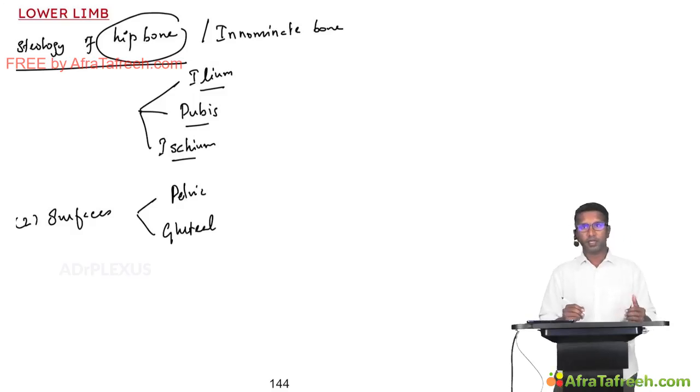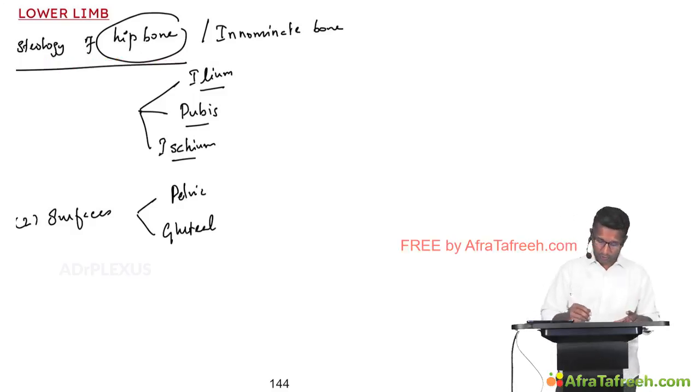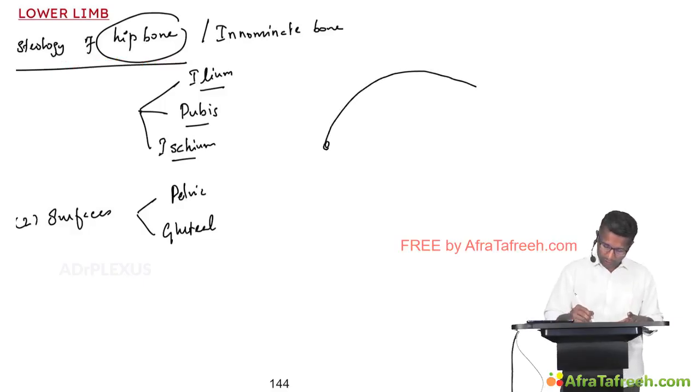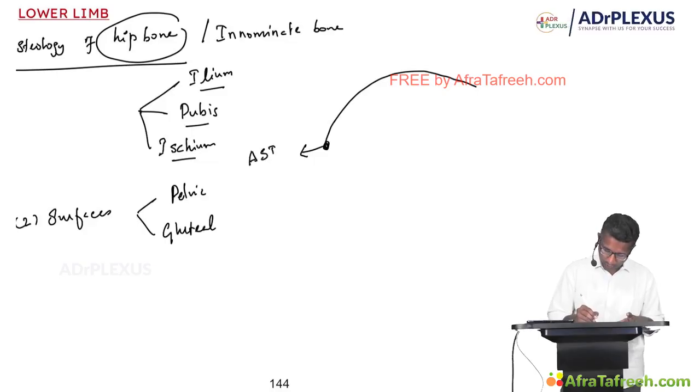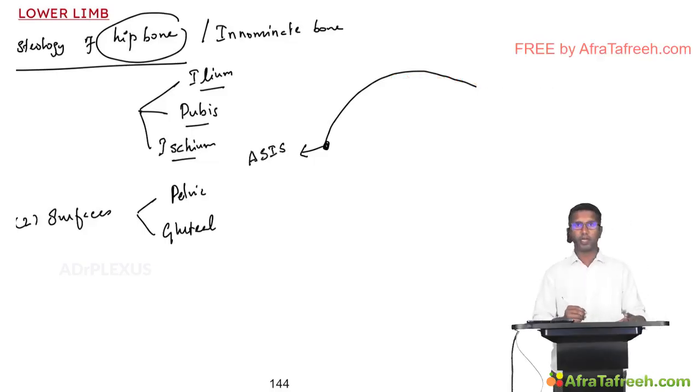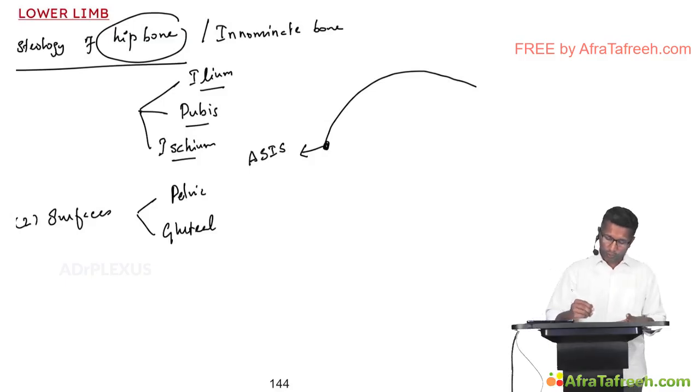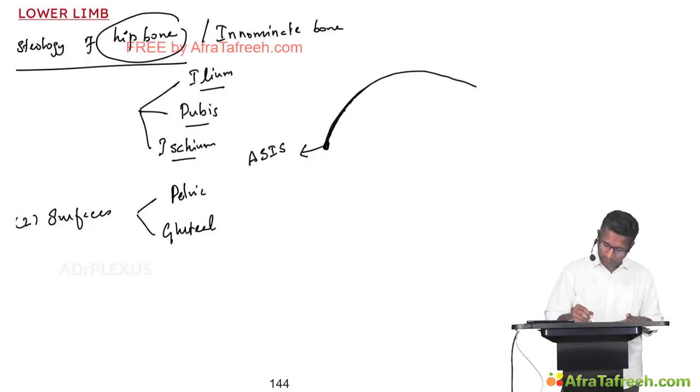If you see the pelvic surface of the hip bone, it has got the following parts. There is a bony projection anteriorly. This bony projection is called the anterior superior iliac spine. When you trace the anterior superior iliac spine behind, it forms the iliac crest.